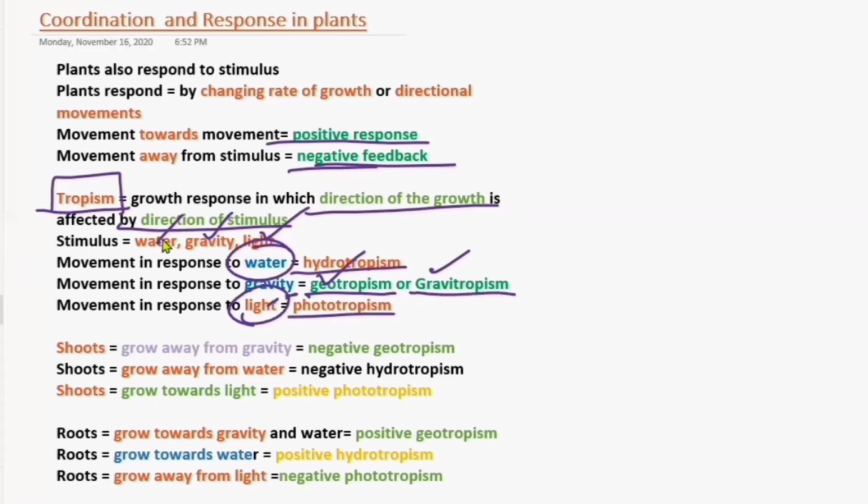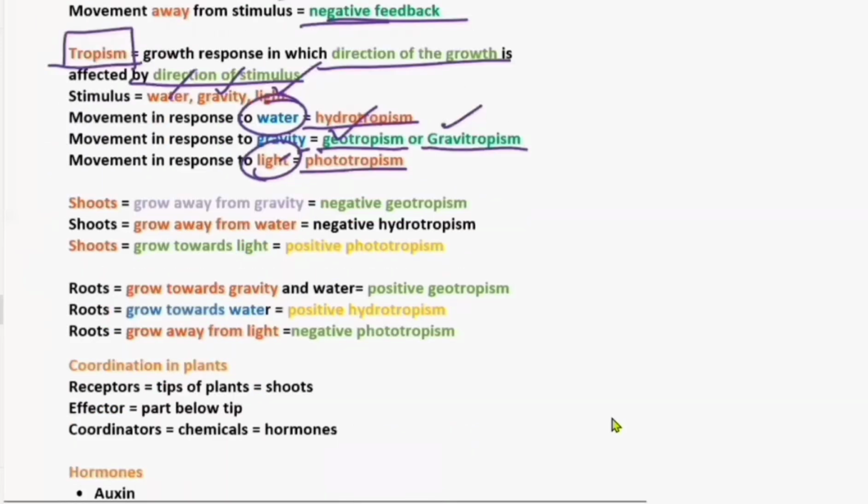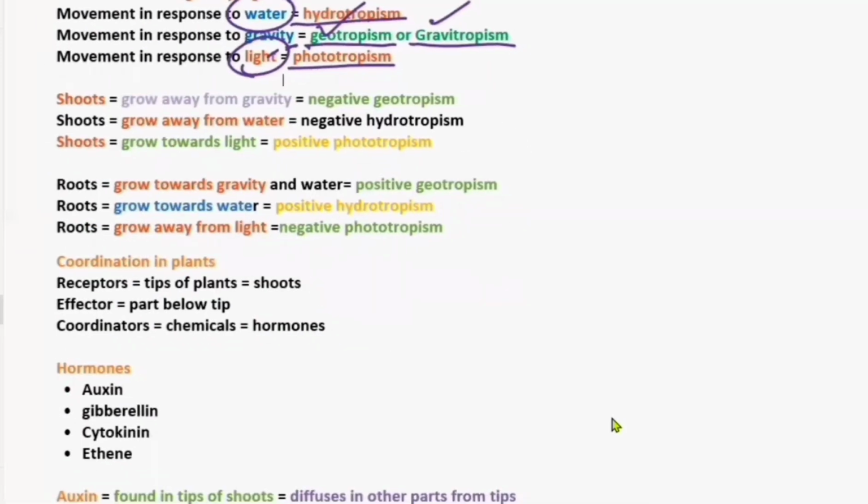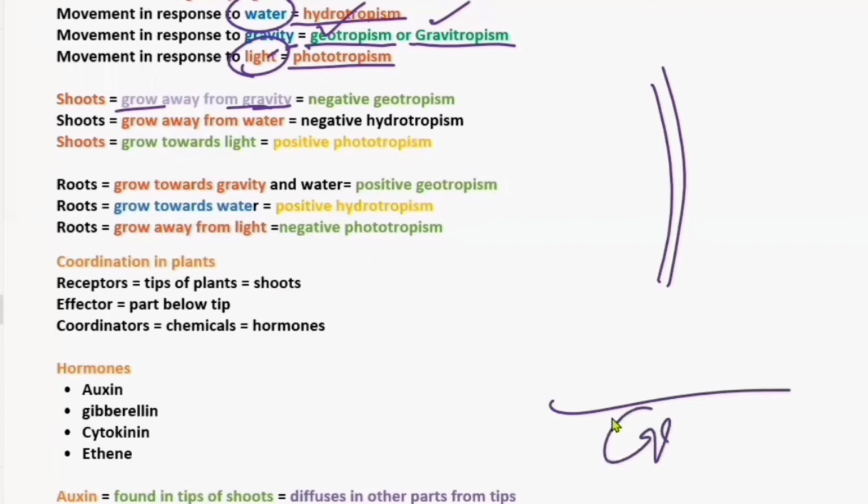Let's see which parts show positive movements and which parts show negative movements. You can see that there are different parts in plants: there are shoots, roots, flowers, and buds. Shoots always grow away from gravity. We have always seen shoots growing upward, away from gravity, so they show negative geotropism.